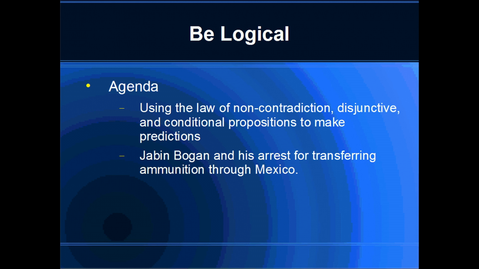In this episode of Be Logical, I'm going to show you how to make predictions using three concepts of logic. Those concepts are disjunctive propositions, the law of non-contradiction, and conditional propositions. After I show you how to make predictions using that combination of logical concepts, we'll apply it to a discussion about why Jabin Bogan was arrested for accidentally transporting ammunition to Mexico.